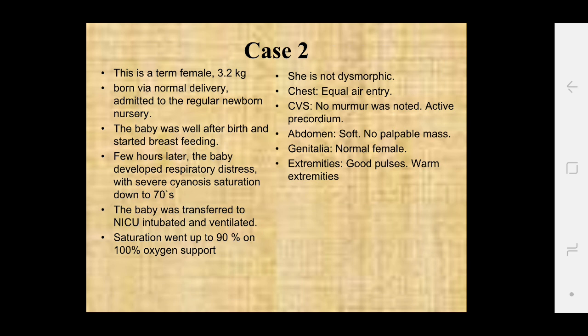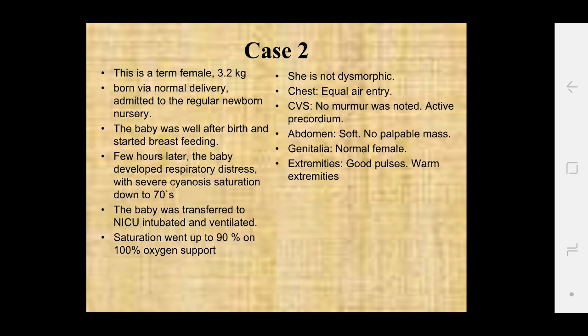Case 2, also a term female baby, 3.2 kilograms, born through normal delivery, and she was in the regular nursery post delivery. The baby was well after birth and started breastfeeding. After almost 12 hours, the baby developed respiratory distress, then immediately severe cyanosis, with saturation down to 70. The baby was transferred to NICU, ventilated, intubated, and given high FiO2. The patient is not dysmorphic.